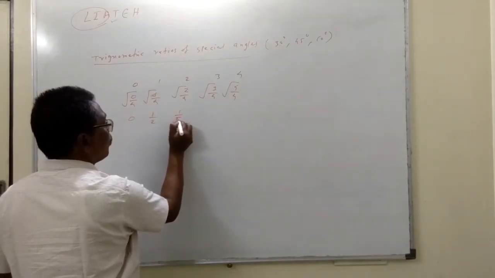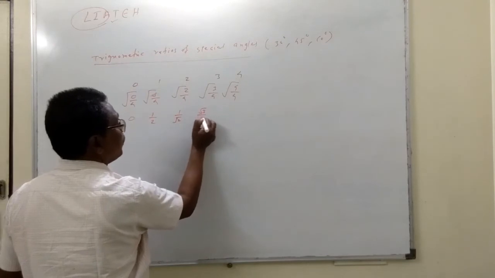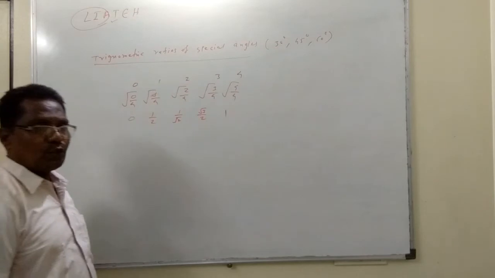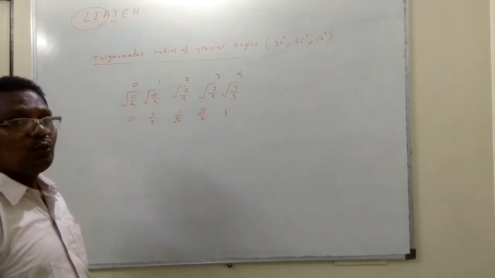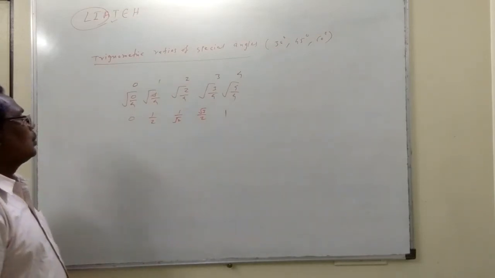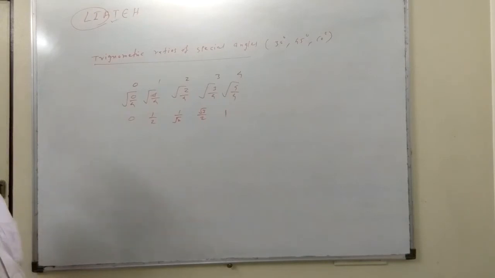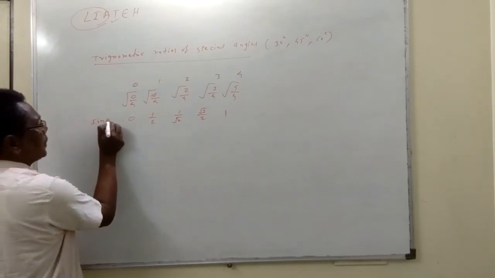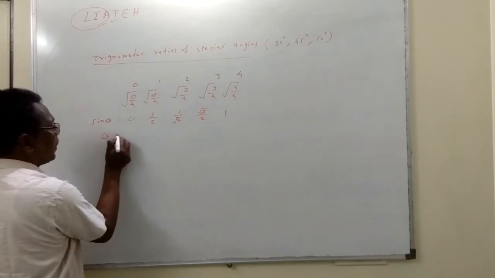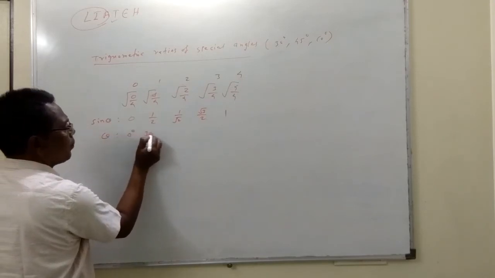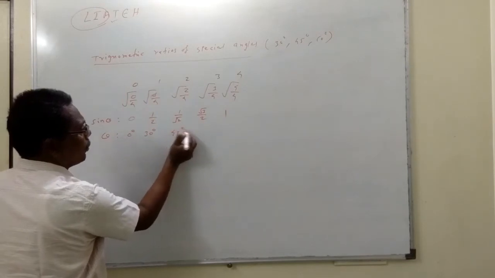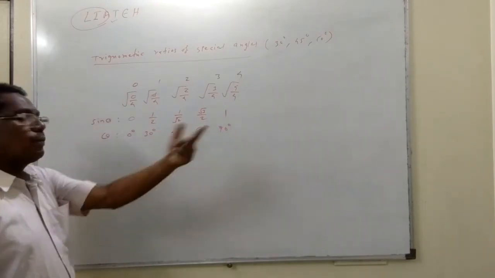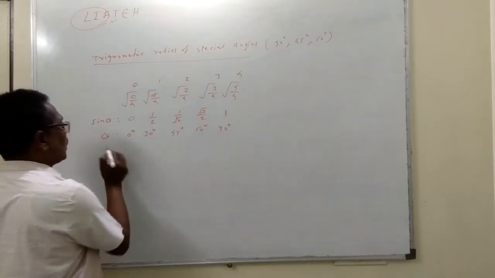1 upon root 2, root 3 by 2 and 1. Now recall the trigonometric ratios of quadrant angles which are defined in the standard circle. So cos 0 is 1 and sin 0 is 0. So if we take sin theta, and theta is equal to 0 degree, in sequence 30 degree, 45 degree, 60 degree and 90 degree, 180, 270, 360, from the unit standard circle we will get the ratios.